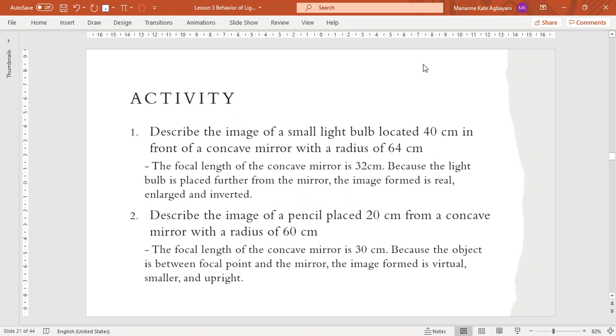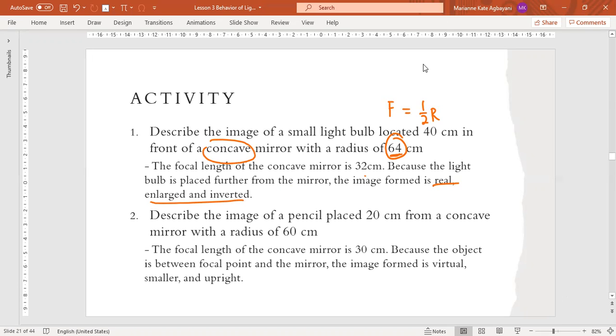Okay, let's proceed with the next. We have here an activity. Describe the image of a small light bulb located 40 centimeters in front of a concave mirror with a radius of 64 centimeters. The focal length of the concave mirror is 32 because focal length F is one half of the radius. Because the light bulb is placed farther from the mirror, the image is real, enlarged, and inverted. We can use the table of summary.